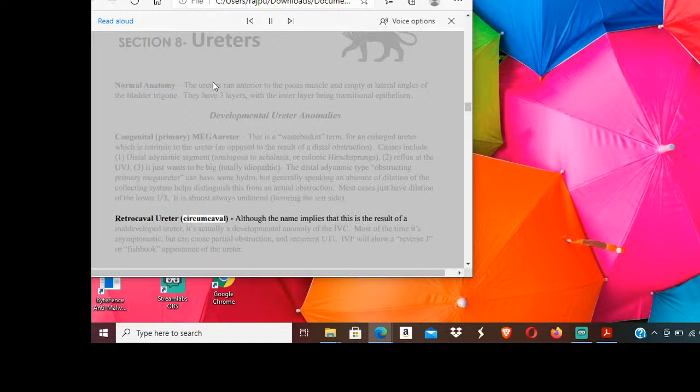Retrocaval ureter, circumcaval. Although the name implies that this is the result of a maldeveloped ureter, it's actually a developmental anomaly of the IVC. Most of the time it's asymptomatic, but can cause partial obstruction and recurrent UTI. IVP will show a reverse J or fishhook appearance of the ureter.